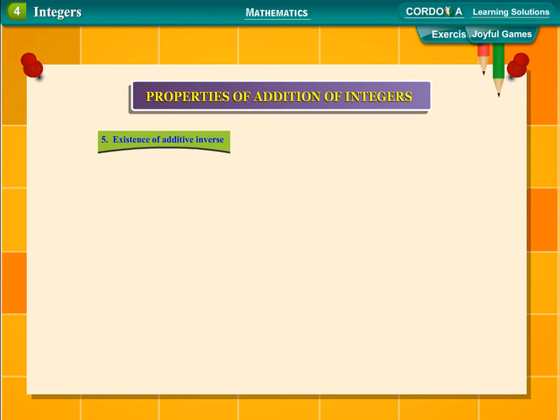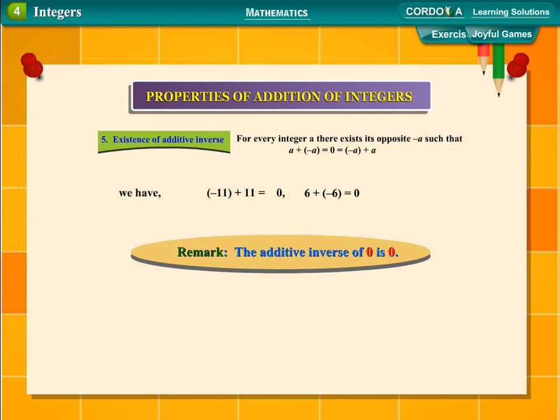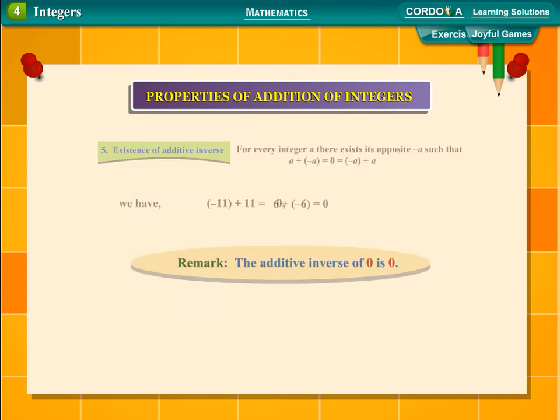Existence of additive inverse. For every integer a, there exists its opposite, minus a, such that a plus minus a is equal to 0, which is equal to minus a plus a. We have minus 11 plus 11 is equal to 0. 6 plus minus 6 is equal to 0. Remark: the additive inverse of 0 is 0.